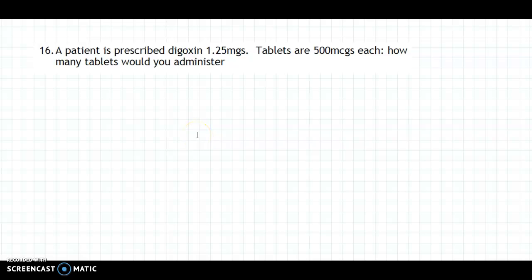Patient is prescribed digoxin 1.25 milligrams. Tablets are 500 micrograms each. How many tablets? Right, the units aren't the same, so we need to make them the same. So I'm going to go from the large ones here, milligrams. I'm going to convert these into micrograms.